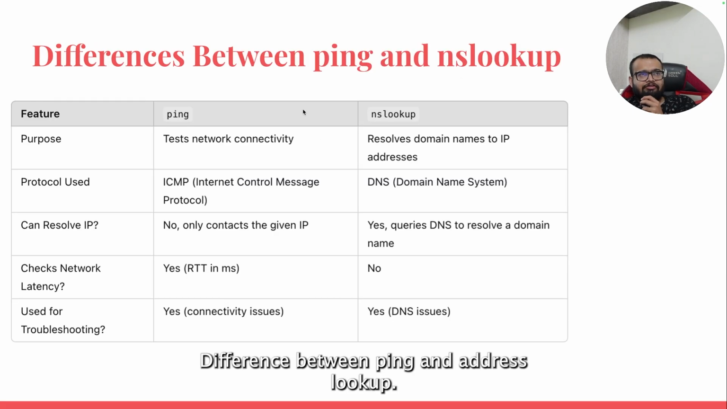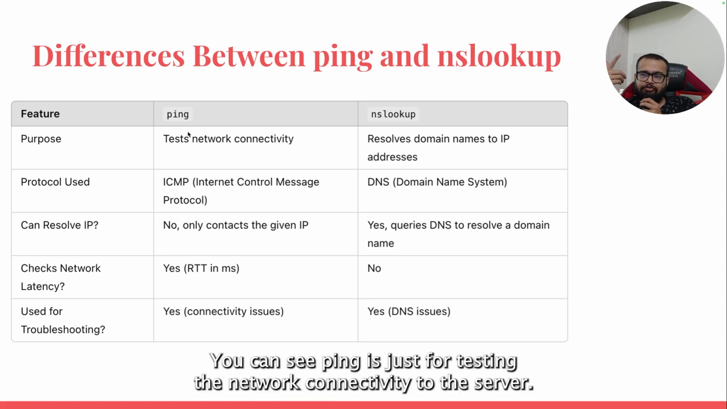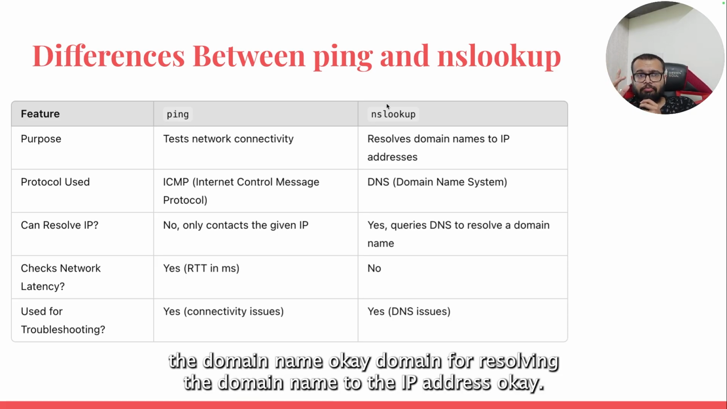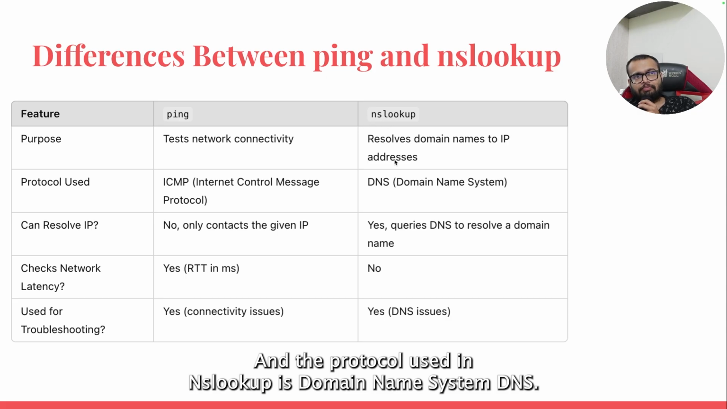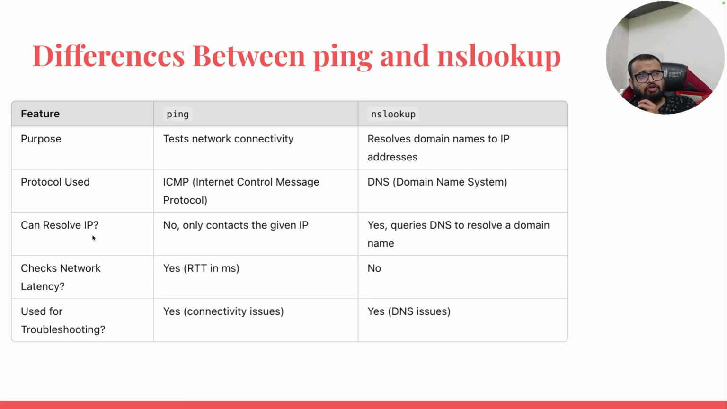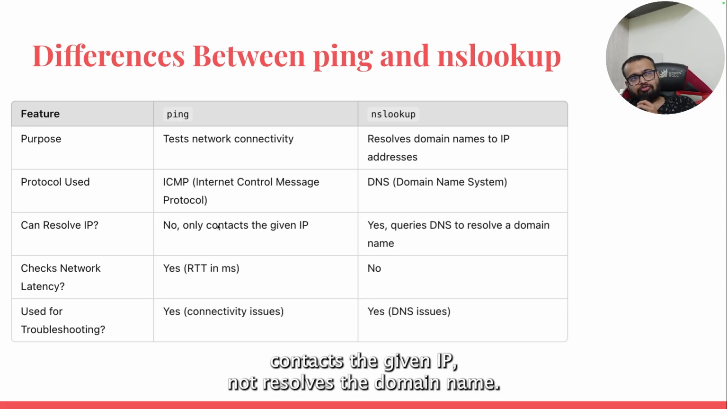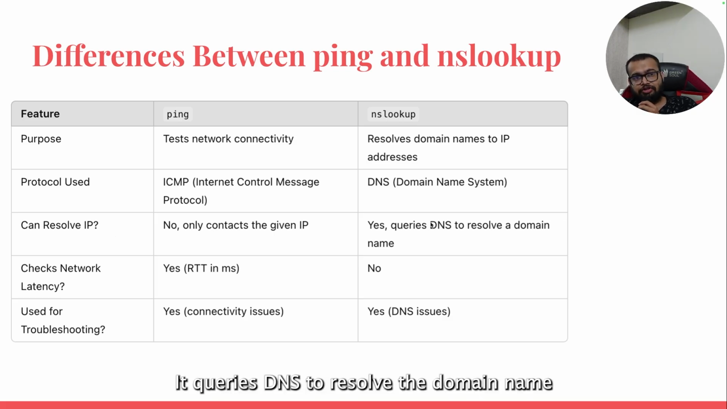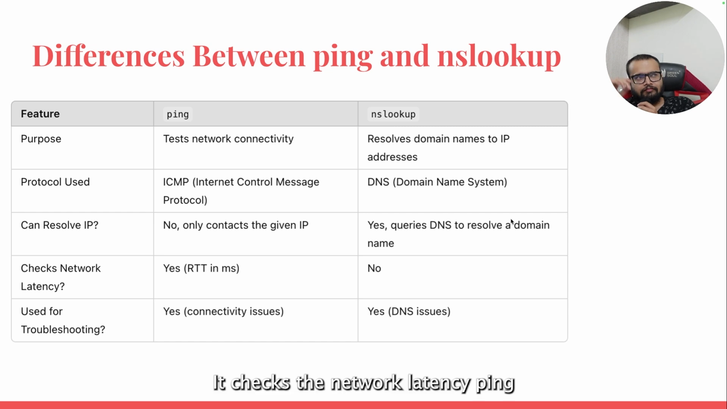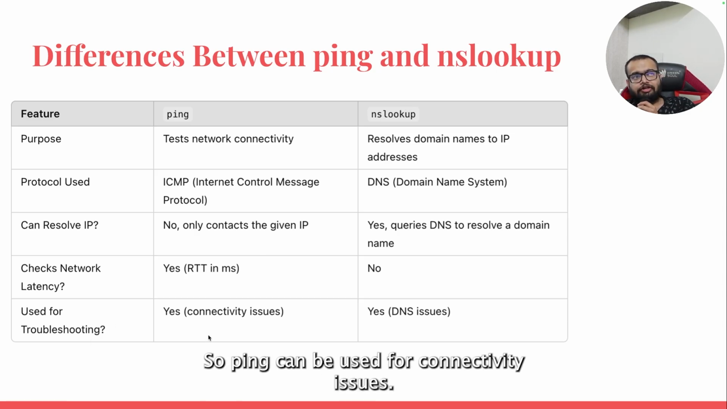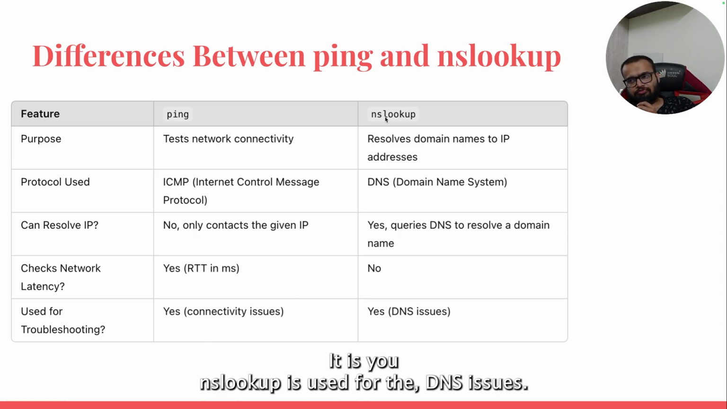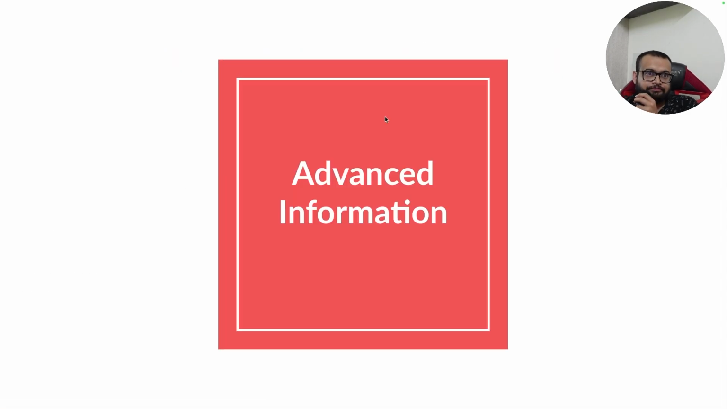Difference between ping and nslookup: ping is just for testing the network connectivity to the server. Nslookup is related to the domain name, for resolving the domain name to the IP address. The protocol used in ping is ICMP and the protocol used in nslookup is the Domain Name System, DNS. Ping only contacts the given IP, it does not resolve the domain name. Nslookup queries DNS to resolve the domain name. Ping checks the network latency because it tells us the time. Nslookup doesn't. So ping can be used for connectivity issues, and nslookup is used for DNS issues.